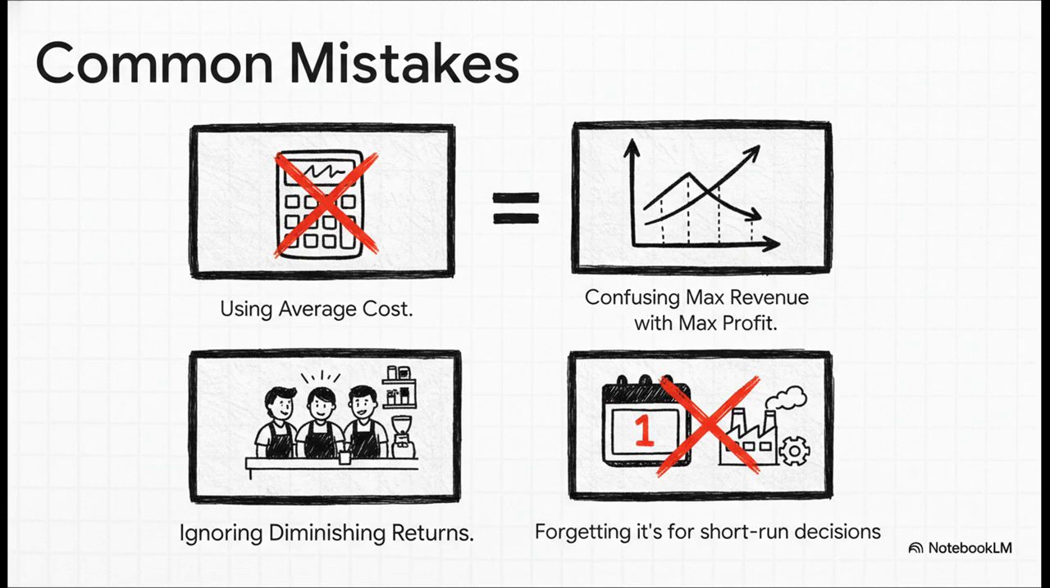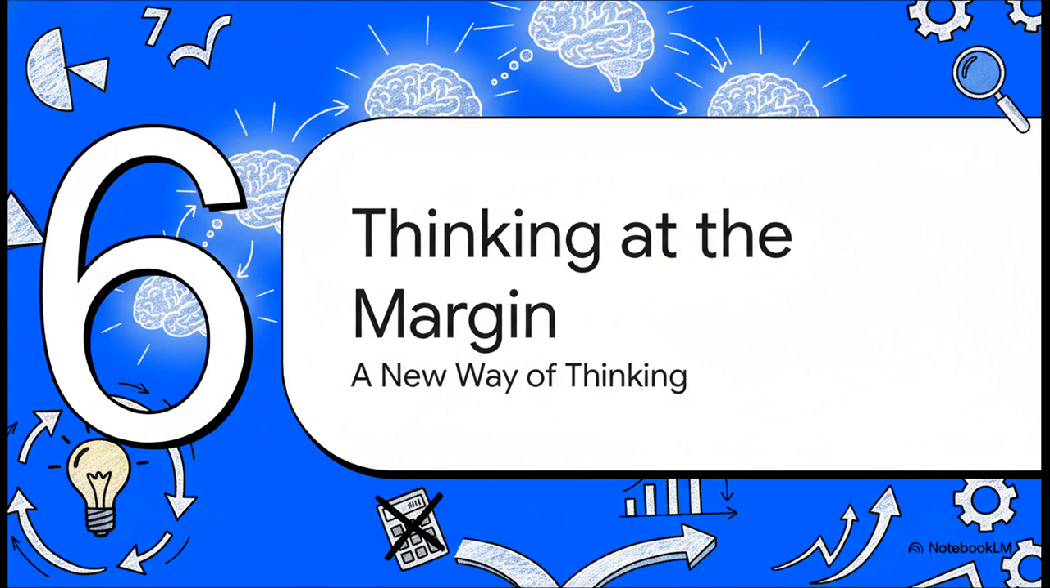Another trap is confusing maximizing revenue with maximizing profit. Selling that 251st latte would have increased your total daily revenue, but it would have decreased your total profit. Also, remember diminishing returns. And finally, keep in mind that marginal analysis is for these kinds of short-run decisions, not long-run strategic ones. So the crucial point here, and the main takeaway from today's lecture, is not just a formula. It's a new way of thinking.